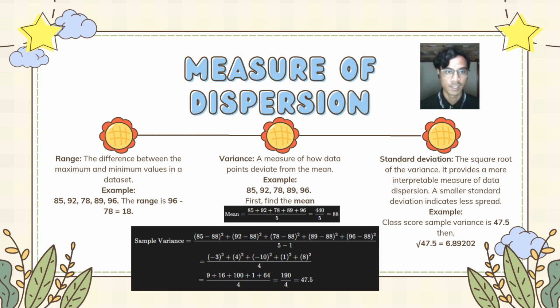Next is measure of dispersion. There are three measures of dispersion. First is range, is the difference between the maximum and minimum values in a dataset. Next is variance. It's a measure of how data points deviate from the mean. And lastly, standard deviation, the square root of the variance. It provides a more interpretable measure of data dispersion. A smaller standard deviation indicates lesser spread.